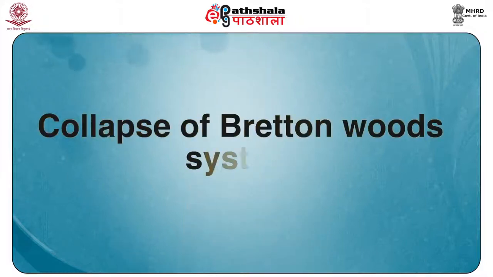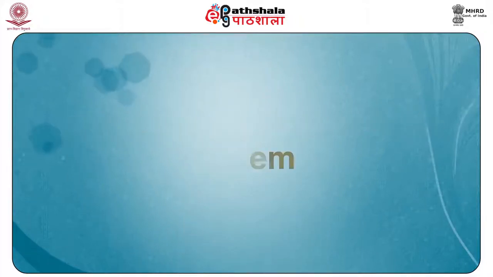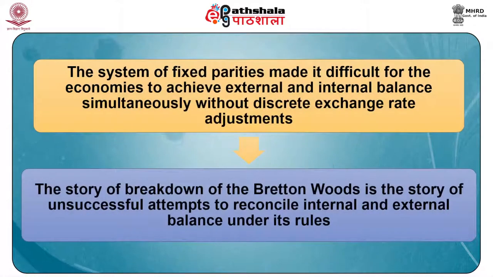Let us now discuss the collapse of the Bretton Woods system. The system of fixed parities made it difficult for the economies to achieve external and internal balance simultaneously without discrete exchange rate adjustments. The story of the breakdown of Bretton Woods is the story of unsuccessful attempts to reconcile the internal and external balance under its rules.